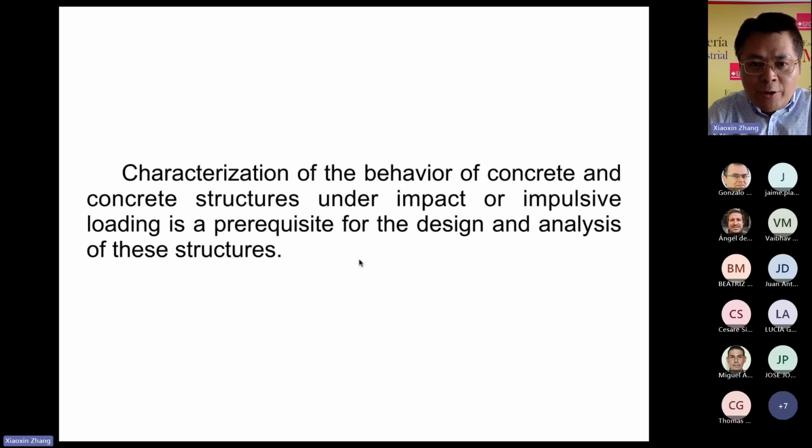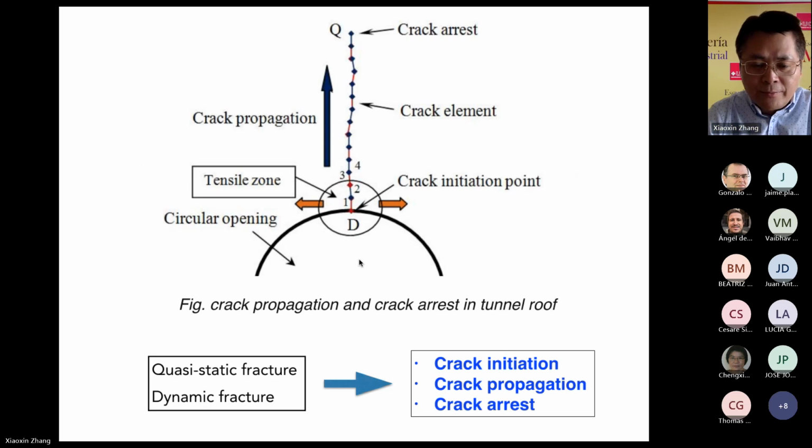Characterization of the behavior of concrete and concrete structures under impact or impulsive loading is a prerequisite for the design and analysis of these structures. This slide shows some basic information on fracture mechanics. Normally, fracture mechanics includes crack initiation, crack propagation, and also crack arrest. Of course, if the thickness of the structure is not enough, maybe you just have crack initiation and crack propagation, so crack arrest you cannot find.